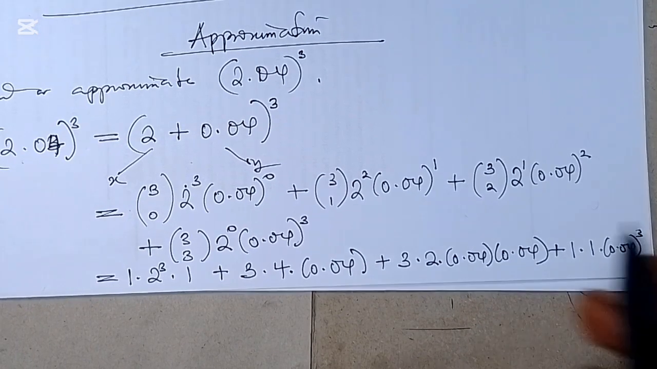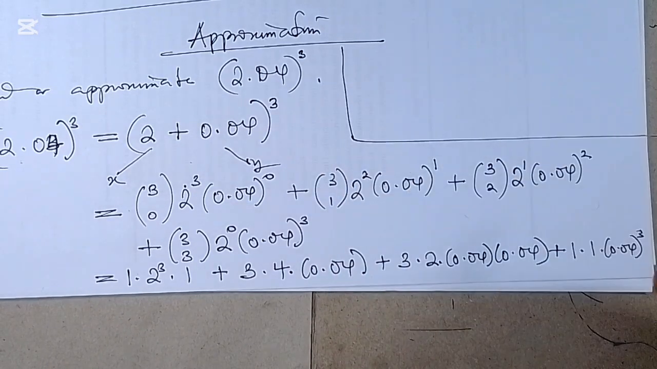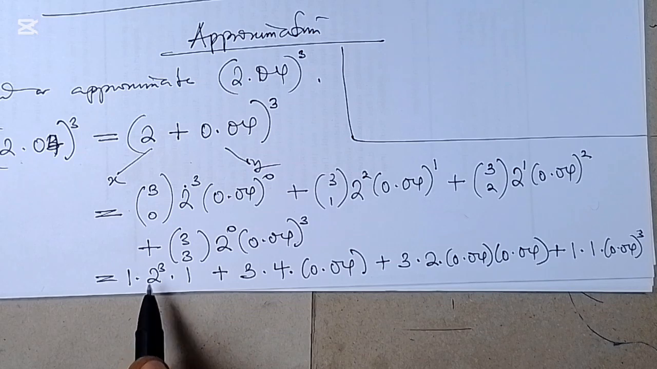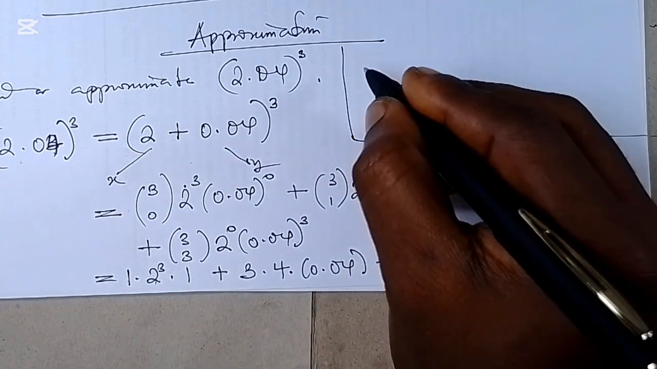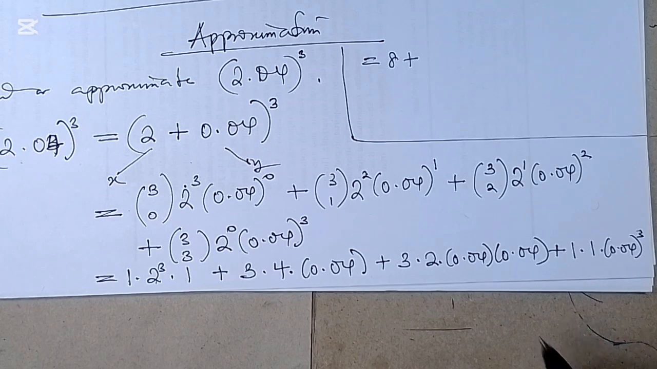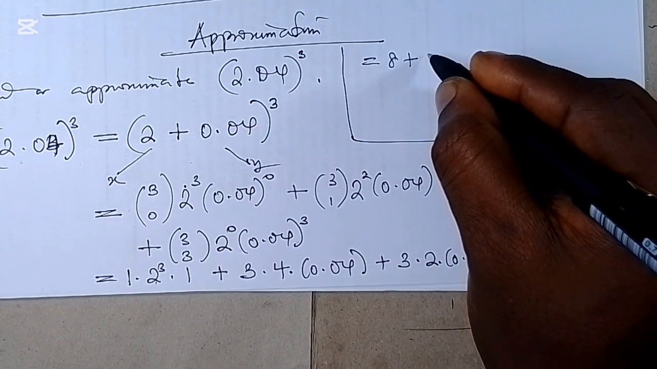Okay? So we can finally simplify the problem or conclude the problem here by saying 1 times 2 raised to the power 3 times 1. 2 raised to the power 3 is 8. So 8 times 1 times 1 is what you have here. This will give you 8. Plus 3 times 4 is 12. So 3 times 4 is 12.